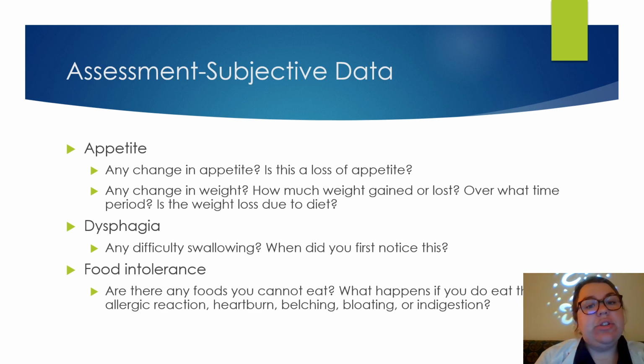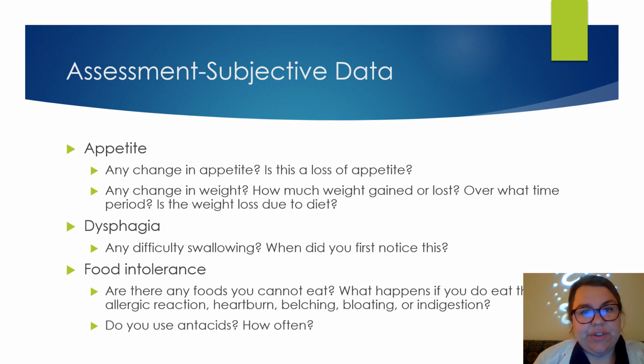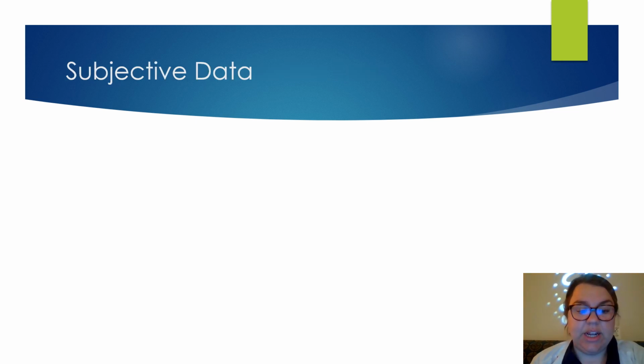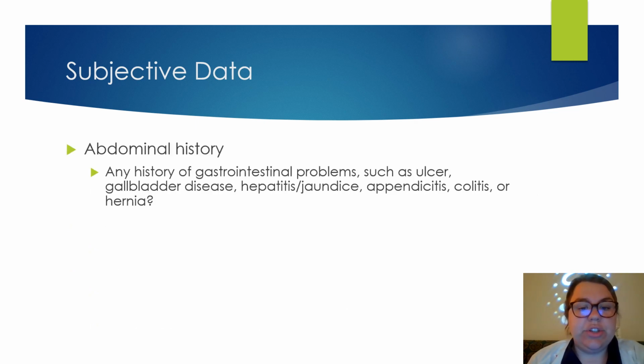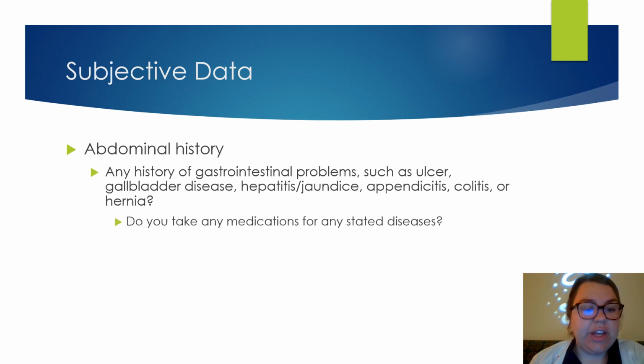Do they belch? Is there a lot of bloating in their abdomen, or do they have indigestion? How do they feel after they eat food? Do they take antacids? How often and how much? And which type of antacid are they taking? Do they have any abdominal history, so any surgeries? Have they had an ulcer, any gallbladder disease, hepatitis, jaundice, appendicitis, colitis? Have they had a hernia? Do they take any medications for any of these stated diseases?